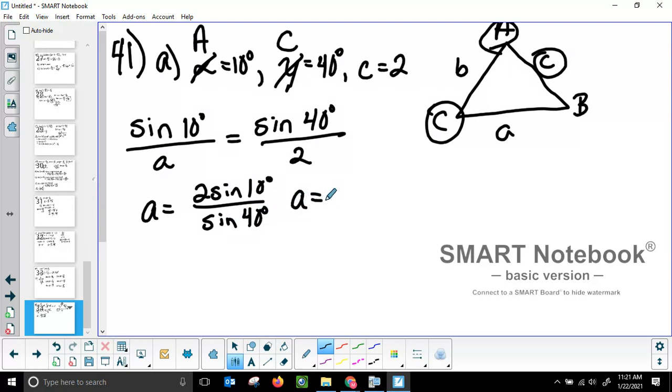All right, so A is going to be equal to, if we plug that into our calculator, do make sure that you're in degree mode in this case. And we will get A is equal to 0.540. And that's a side length, remember.